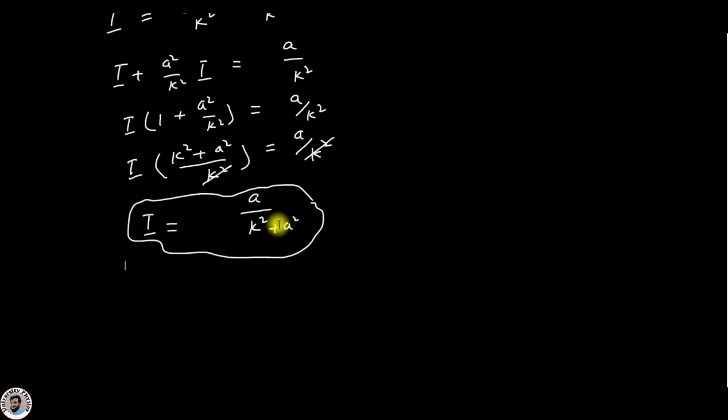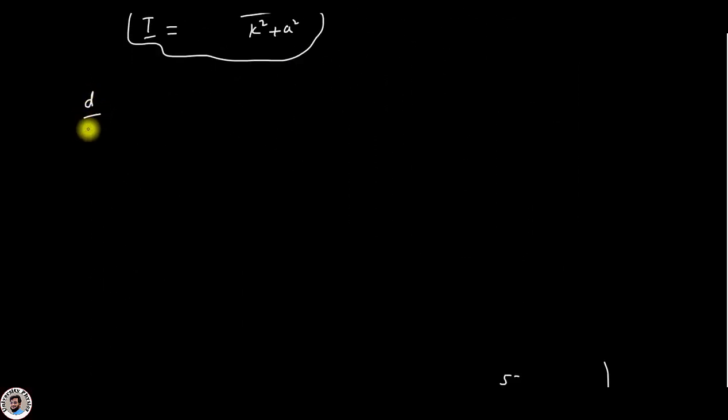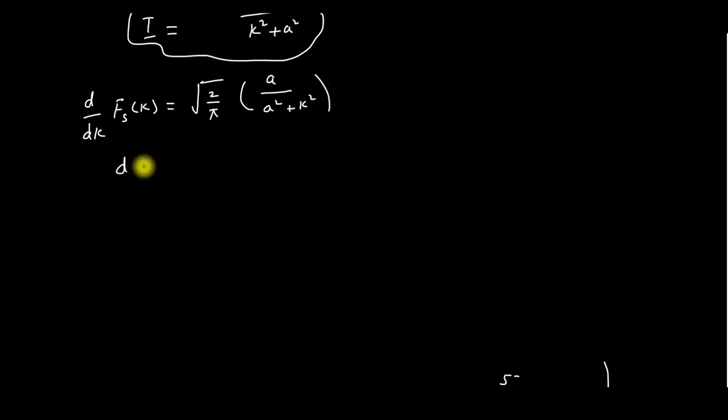Now we have to put this value in equation number 1. So we will get d divided by dk into f s k is equal to under root 2 divided by pi into a divided by a square plus k square. We will get this one. Now it can be written as that d f s k is equal to under root 2 divided by pi into a divided by a square plus k square into dk.